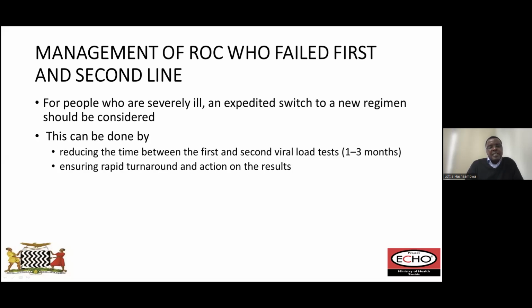of mortality. And this can be done by possibly reducing the interval between the first and second viral load tests. Instead of doing one now and then waiting until exactly 3 months later, it could be done maybe a little earlier. And then also ensuring a rapid turnaround once you do the viral load, instead of waiting several weeks or even a month before getting the results. If it's possible to expedite the turnaround time for the results for that particular individual so that you can act on them. So those are some of the things that can be considered for individuals who are severely ill in order to expedite the switch to a new regimen. For the rest of the patients, we can go to the next slide.